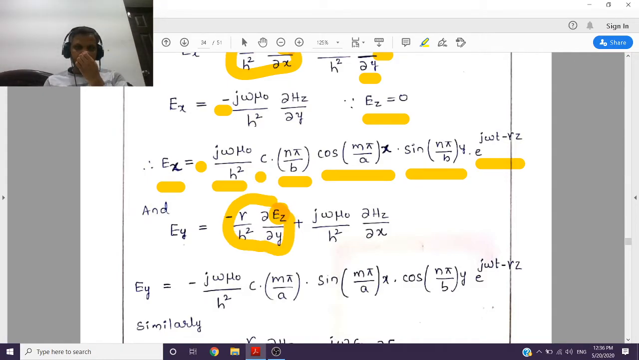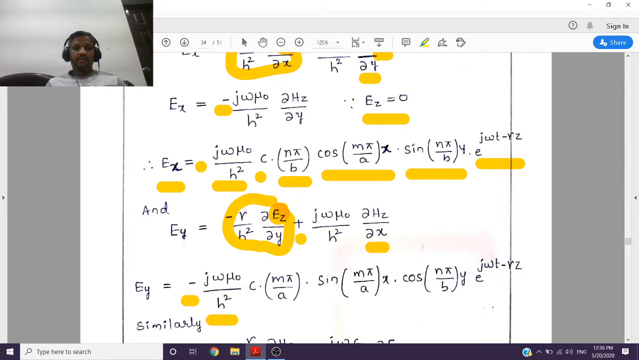Okay, the first term is going to become 0. So what you will be getting is again j omega mu naught by h square dou hz by dou x. Now it is with respect to x. So j omega mu naught by h square, you have to write it as it is. But as you differentiate that with respect to x, that cos, you will be getting this minus here.